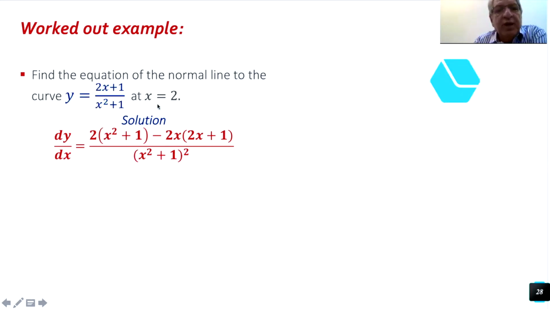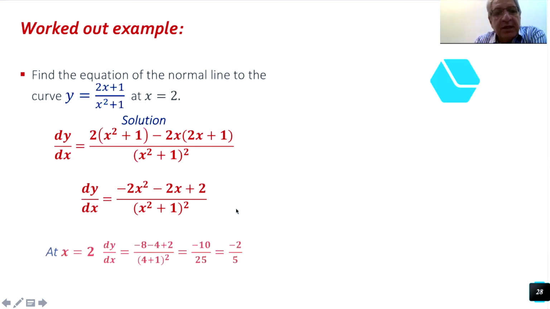Now, we want to find the gradient of the tangent line, or gradient of the curve. Just substitute 2 here. First, I have simplified this. Anyhow, you simplify this and you are going to get this. Now at x equal to 2: just substitute 2 here. 4 minus 8 minus 4 plus 2, which is minus 10, over (2 squared plus 1) squared, which is 25, giving minus 2 over 5. This is the gradient of the tangent line to the curve.